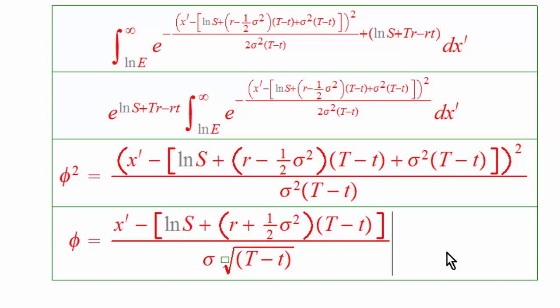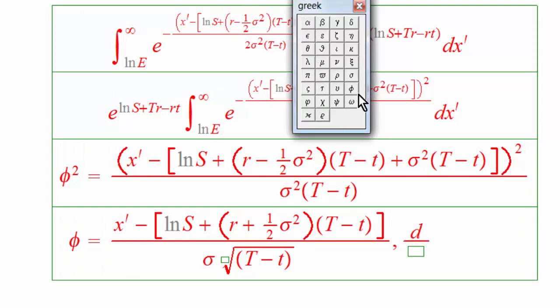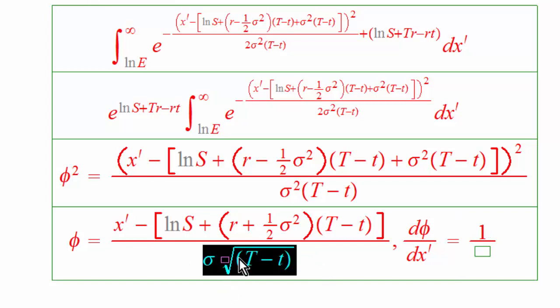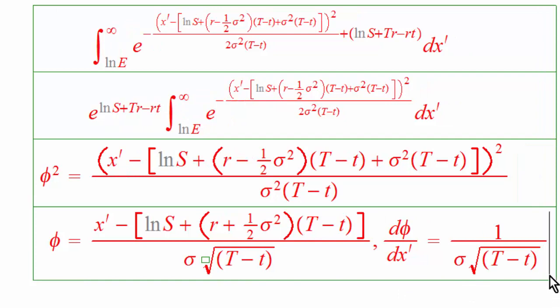So that's going to be our substitution. Again, we have to differentiate our substitution. This will look quite familiar because it's sort of the same thing that we did before. So that's going to be d phi dx prime is equal to just 1 over the denominator here, which means I can replace dx prime with sigma root t minus t d phi.